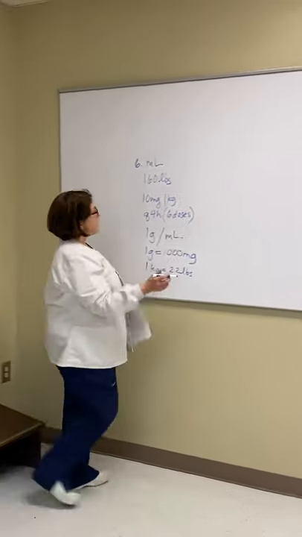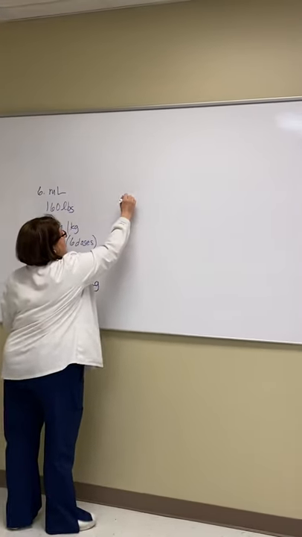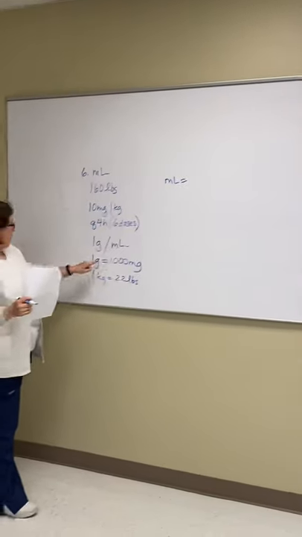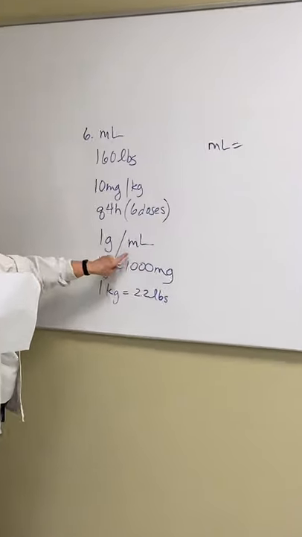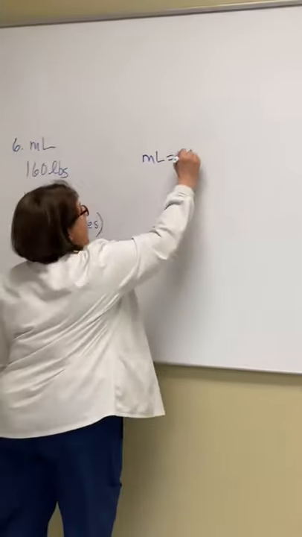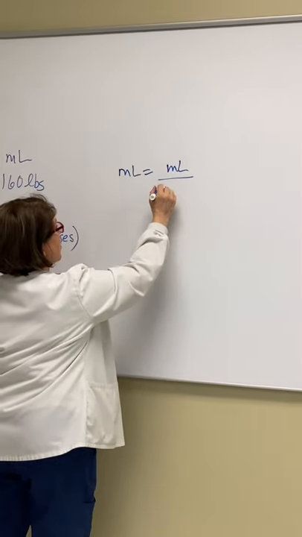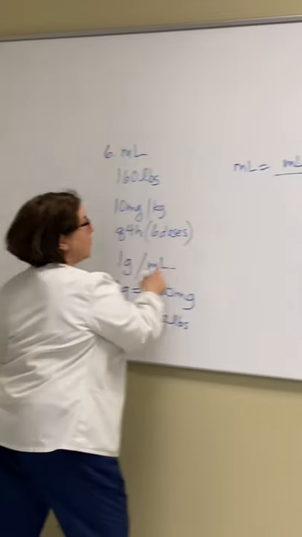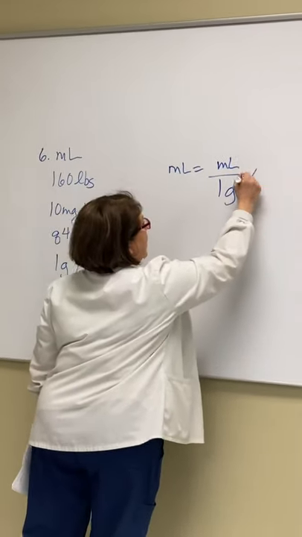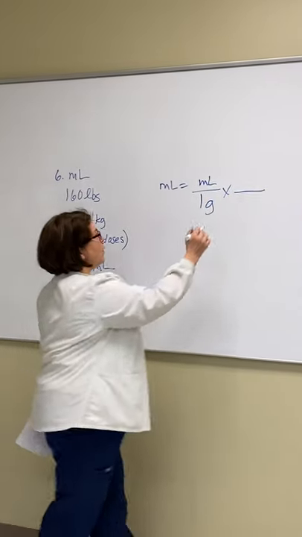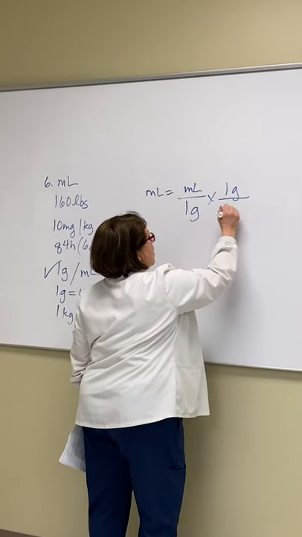Okay, so we're ready to set it up. We're looking for mLs. mL equals, let's find mLs. We started right here: 1 ml equals 1 gram. We'll continue on with our conversion.